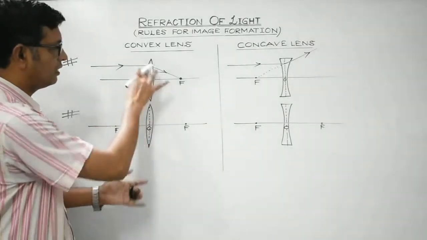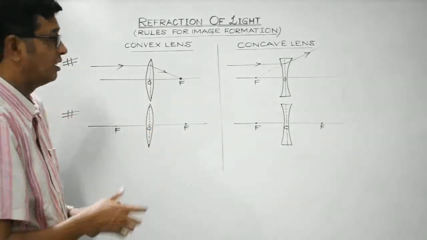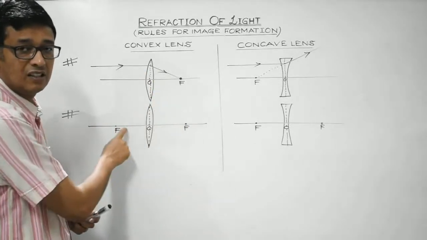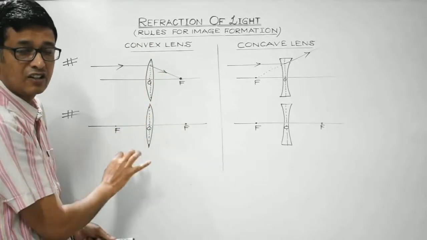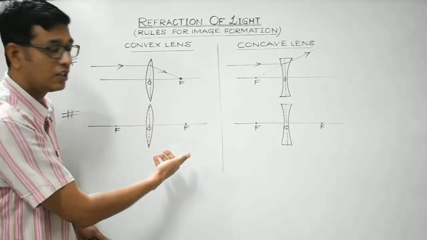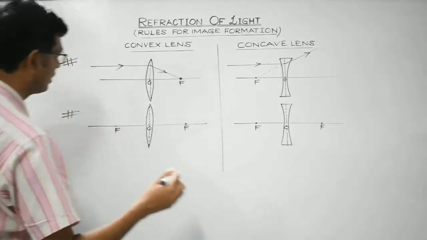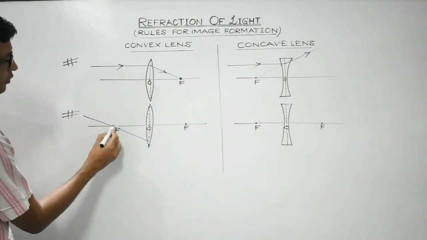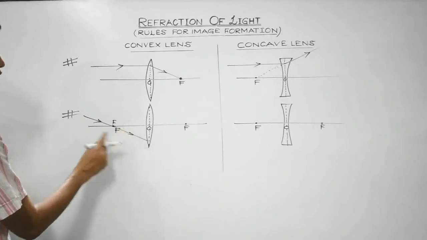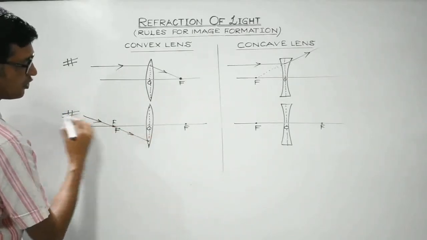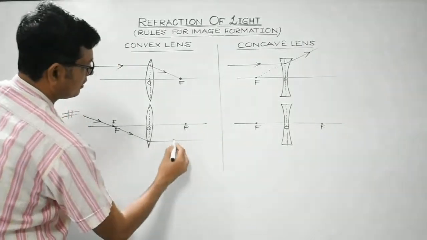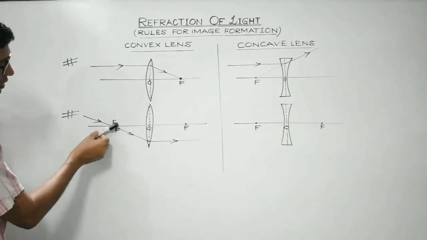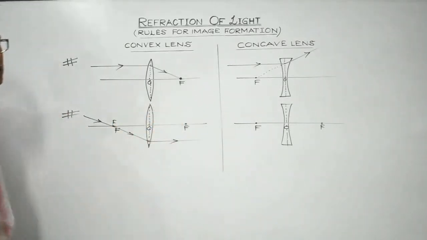Now students, look, it's simply the vice versa of the first rule. First rule is, incident ray parallel to the principal axis, after refraction will pass through the focus. Second rule is just the reverse of that. Incident ray passing through the focus after refraction will become parallel to the principal axis. What I mean to say is that, suppose this is the focus, and this is the incident ray passing through the focus. After refraction, it will become parallel to the principal axis. This is the rule I am talking about. Either this way, the ray passing through the focus, after refraction, will become parallel to the principal axis.